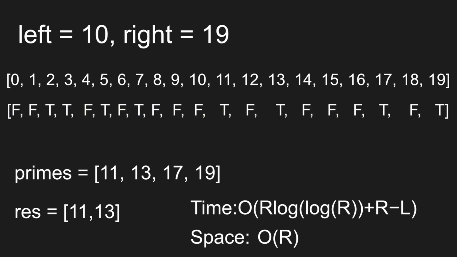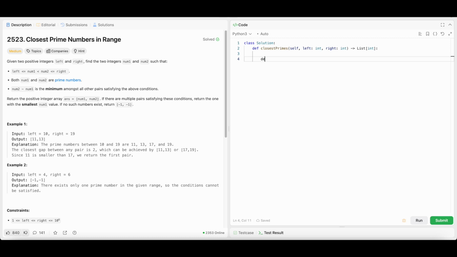So now let's get to the coding part. First, we can define a function that will get all the prime numbers. We'll call it get_primes. And we want to set the array to True times right plus 1. We'll set everything to true at first, except the first element, which is 0, which we'll set to false, and number 1 we will also set to false because these numbers are not prime.